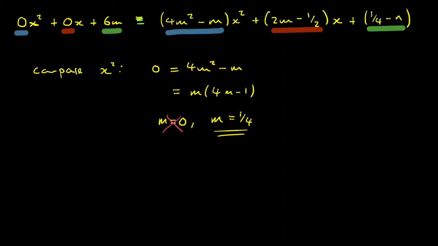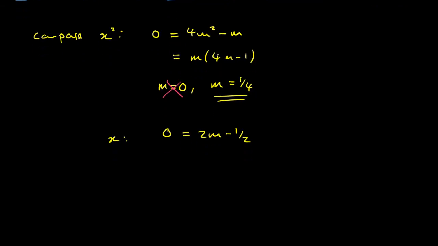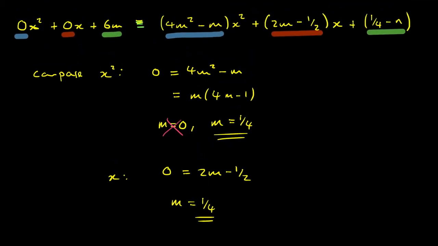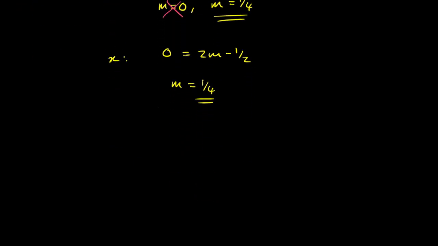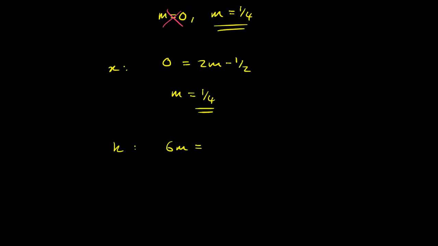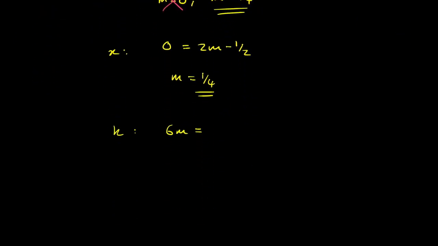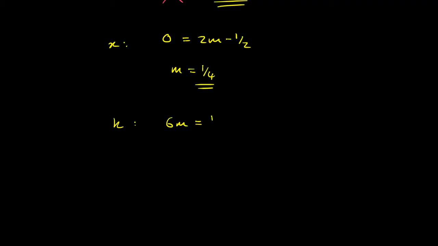Okay, and then we could compare the coefficients of x, which would give us 0 is equal to 2m minus a half, which means that 2m will be equal to half, which again means that m is equal to a quarter. Okay, so that's the same. And then we can compare the constant term, so 6m is equal to, what was it? A quarter minus n.